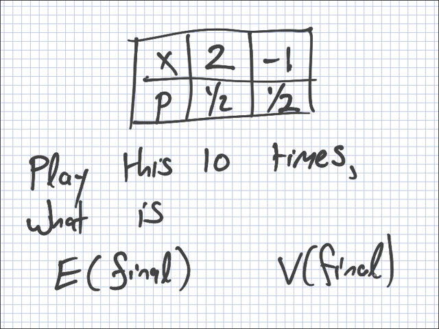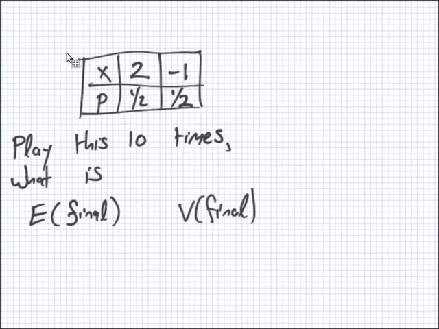So what I mean is you play the game 10 times, you keep a record of how you did for those 10 times, and you just add up all your scores. Okay. And I want to know at the end of the game what is your final score, your expected final score, and the variance of your final score. Let's see if you can get that.